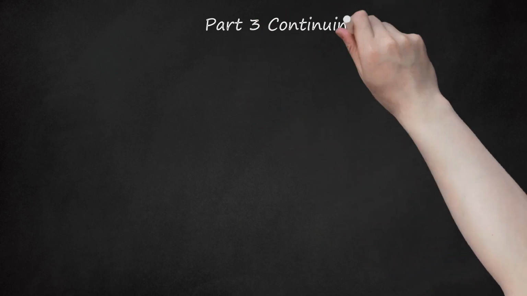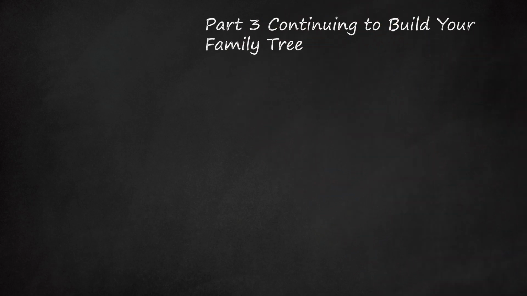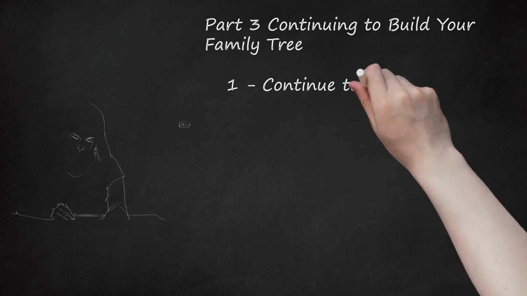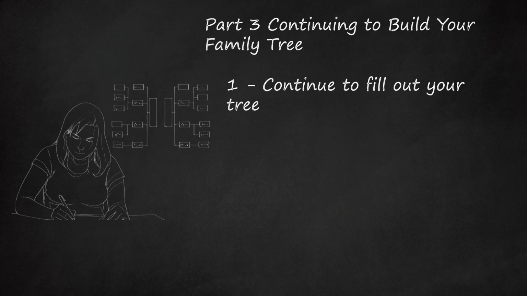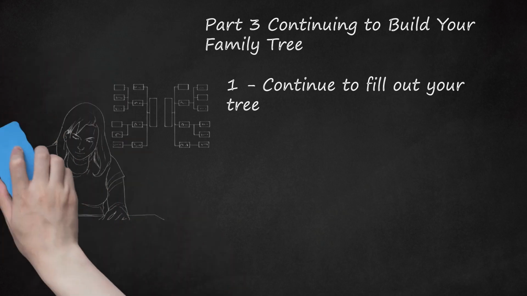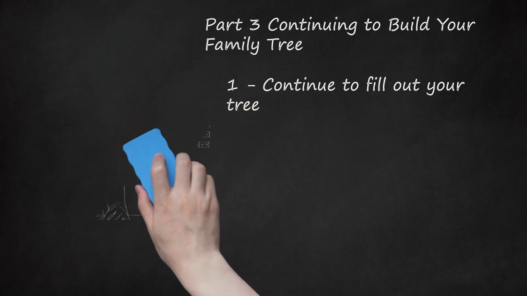Part 3. Continuing to build your family tree. 1. Continue to fill out your tree. Populate your tree with all of the current information you have compiled. As you fill out and populate your family tree, make note of what resources you are using. When you have populated your tree, go over all your resources and see if you missed something. Then, you may want to locate all the information, pictures, files, etc. you didn't use. Separate the unnecessary information from the necessary information.